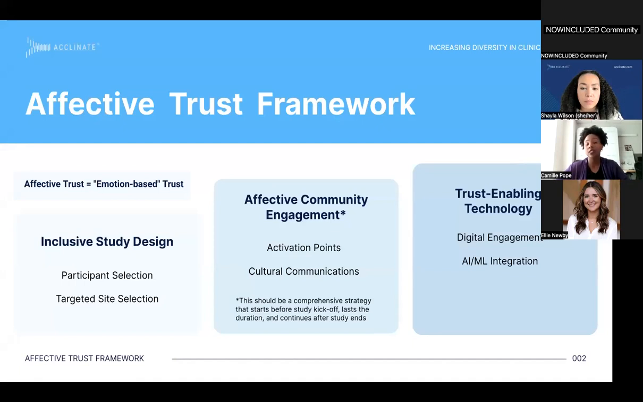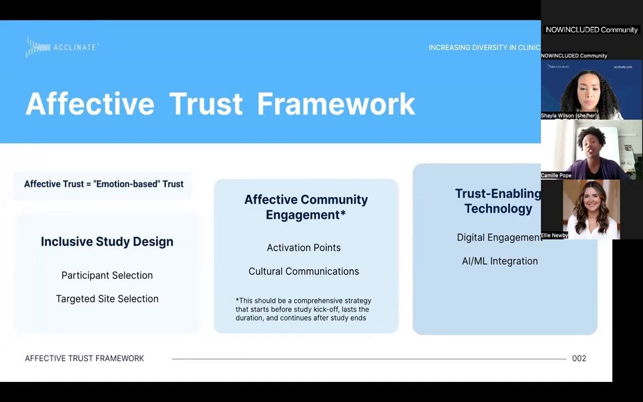And then when it comes to targeted site selection, who are the key opinion leaders that you're engaging? Are you running all of your clinical trials at academic medical centers when the majority of your diverse populations are actually being treated in the community clinics, right? So being really thoughtful about where you are placing clinical trials and how you are writing protocols to engage the communities that you haven't engaged before.